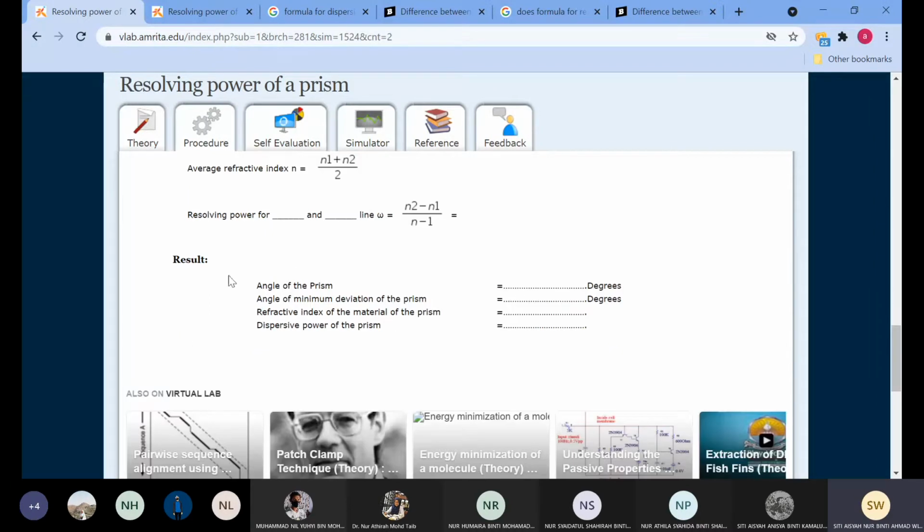For the result, the angle of the prism is constant, 60 degrees. The angle of minimum deviation of the prism, we can get from the procedure. For the refractive index of the material of the prism, we can calculate it using equation 3. And for the dispersive power of the prism, what I have found, the formula is the same as resolving power. This equation. So that's all from me. Thank you.